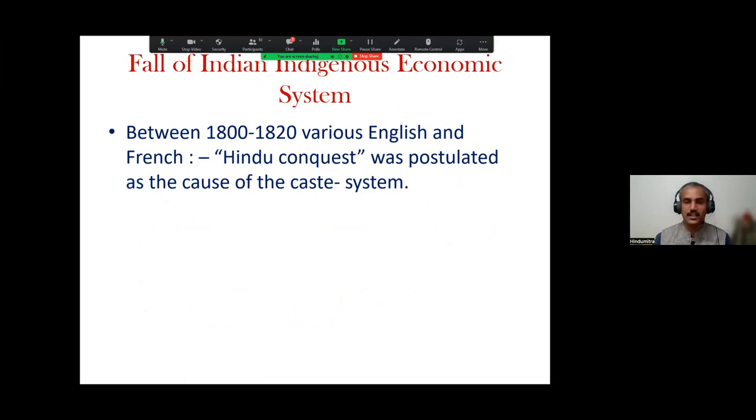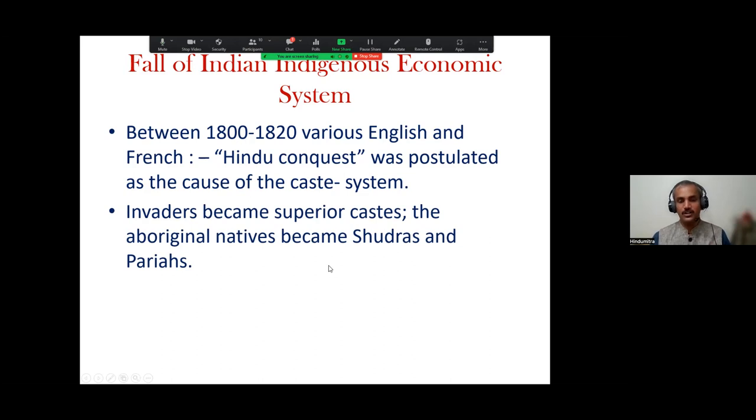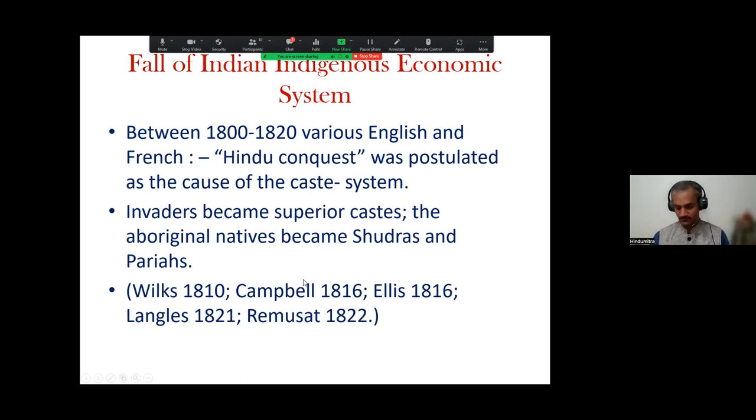Why we lost this culture and the continuity from our ancestors is because of the European mischief that happened after missionaries and British imperialism came into India. Around 1800 to 1820, the French and English missionaries started using the phrase Hindu conquest, and they started using the word caste from their European lenses. They saw the invaders as a superior caste and the aboriginal natives as Sudras and Pariahs, which led to the Aryan invasion theory, which we discussed yesterday and which I refuted with scientific evidence as falsified. These are the references of this Hindu conquest literature.